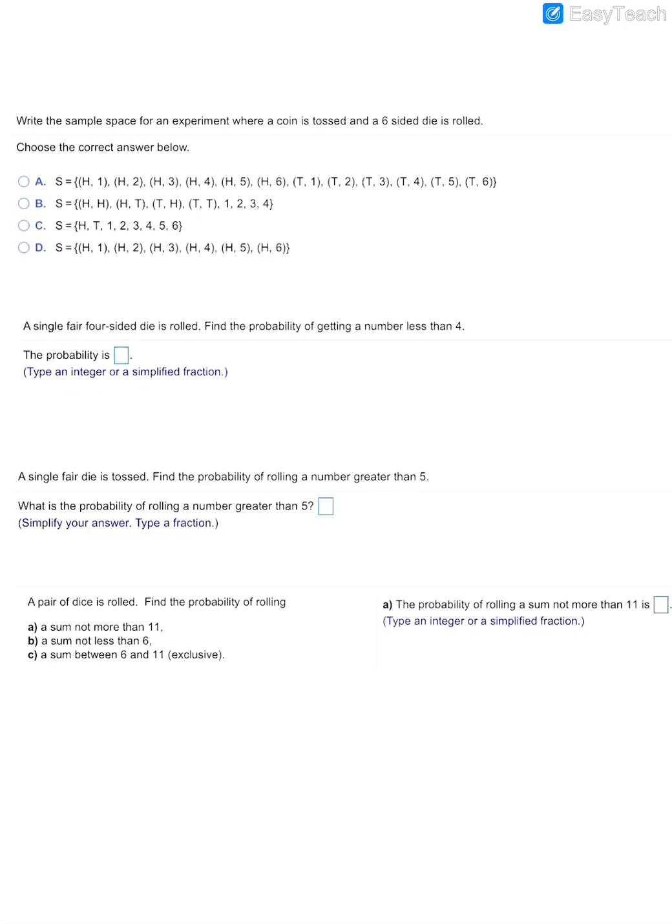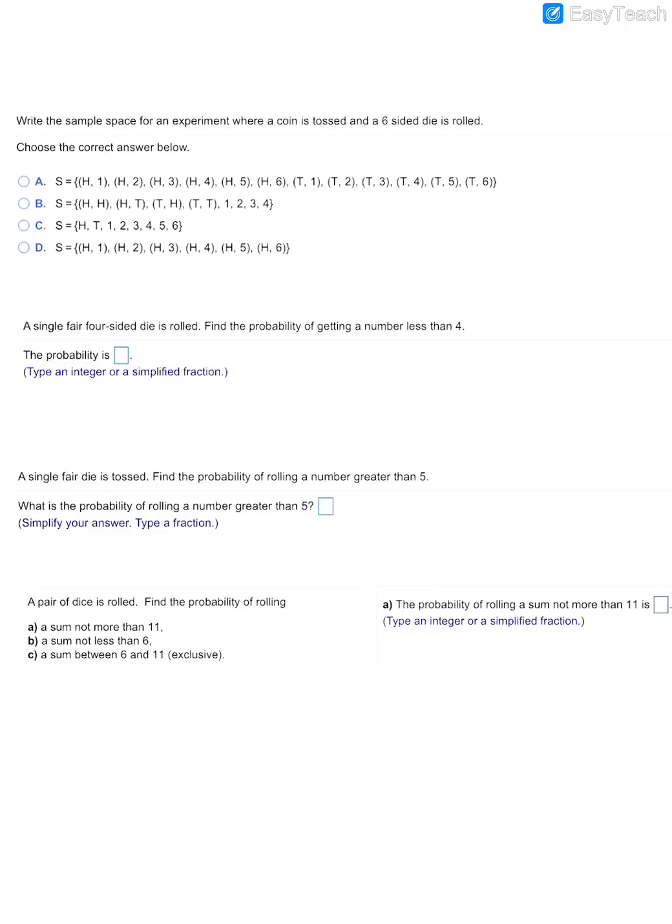In this video, we are going to start talking about probability. So, in the first question, they're asking me about writing a sample space for an experiment where a coin is tossed and a six-sided die is rolled. A sample space is simply a listing of outcomes for the experiment.